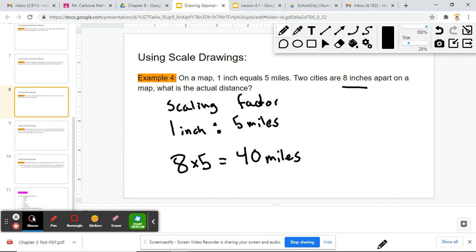So if something was 8 inches apart on our map with a scaling factor of 1 inch to 5 miles, that means that this person would be 14 miles apart here. So two cities are 14 miles apart.